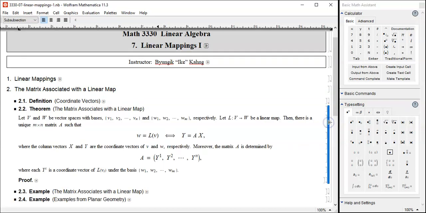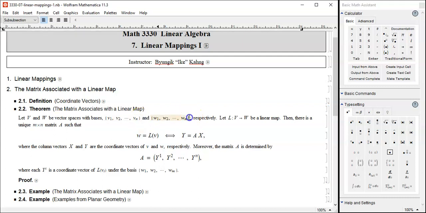All right, let's begin. Let V and W be vector spaces with bases v1, v2 all the way to vn, and w1, w2 all the way to wm. So n dimension to m dimension. And let L from V to W be a linear map. Then there is a unique m by n matrix A such that w equals L(v) corresponds to y equals Ax, where x and y are the coordinates of v and w respectively.